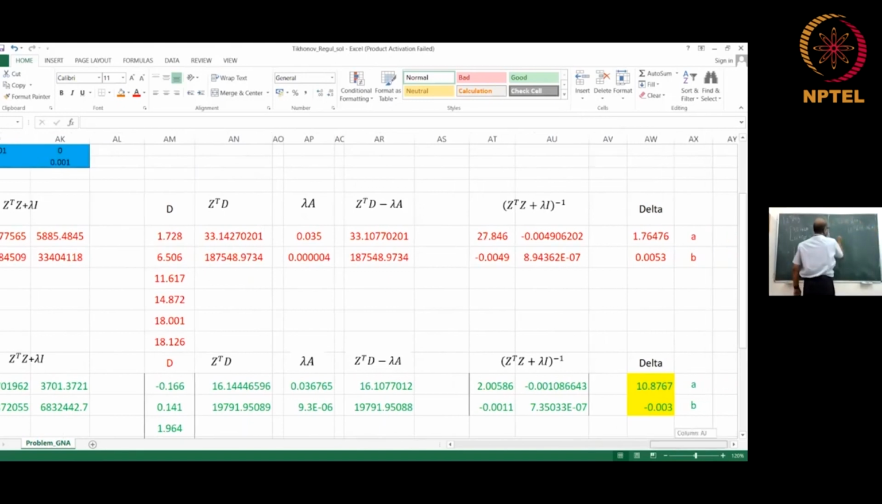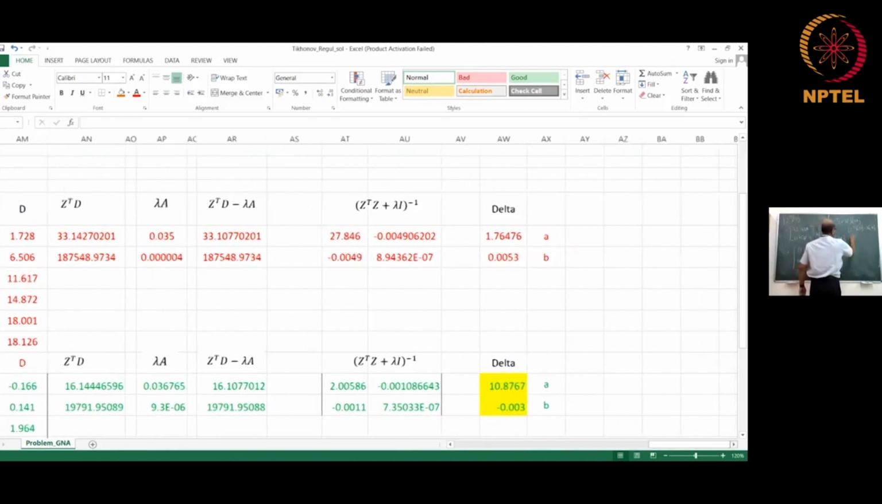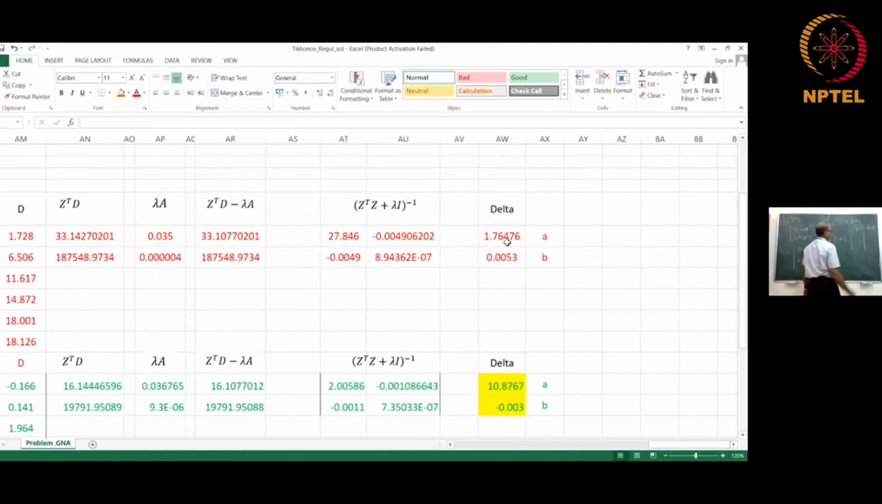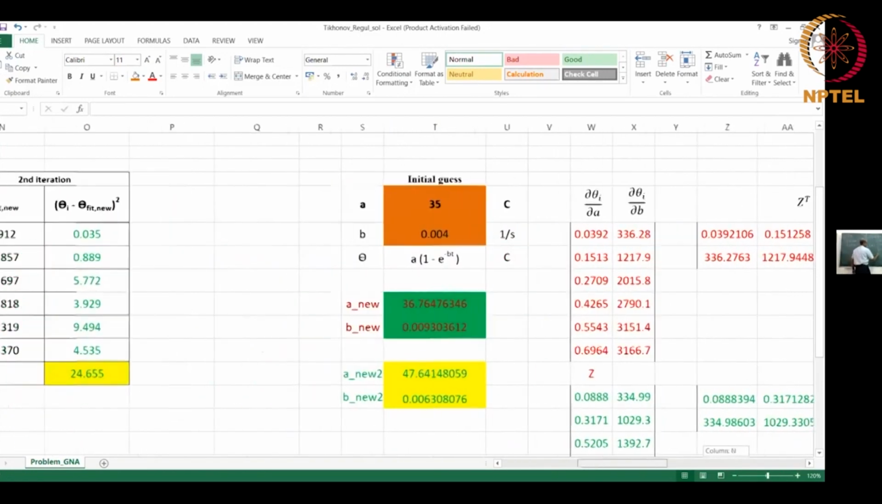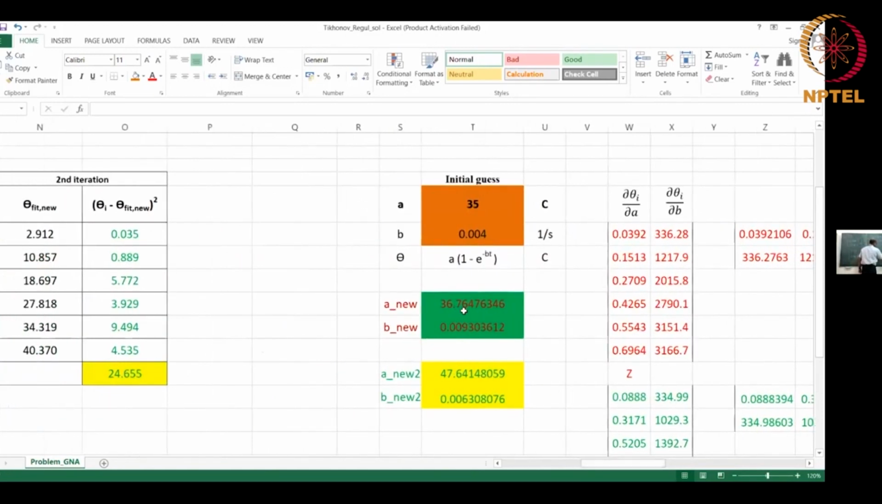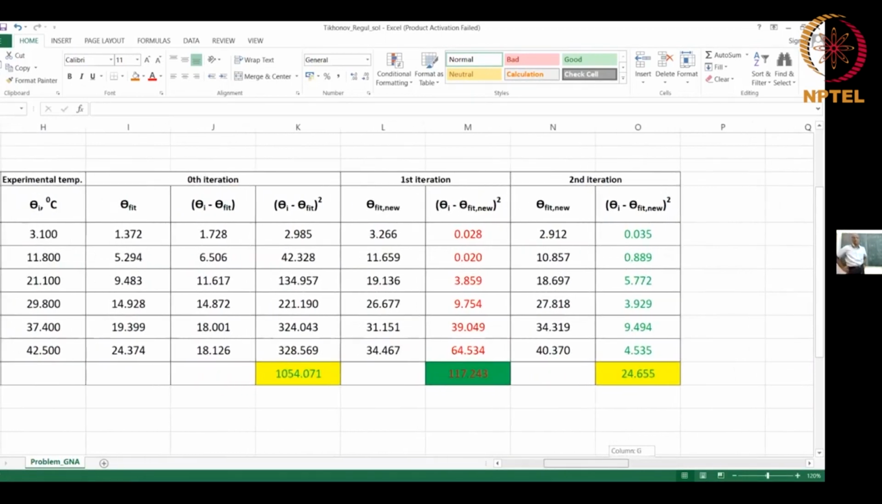Okay, so delta A 1.764 and B 0.0053. What is A new? 36.76 and B 0.0093. Okay. Now please show the errors before and after.